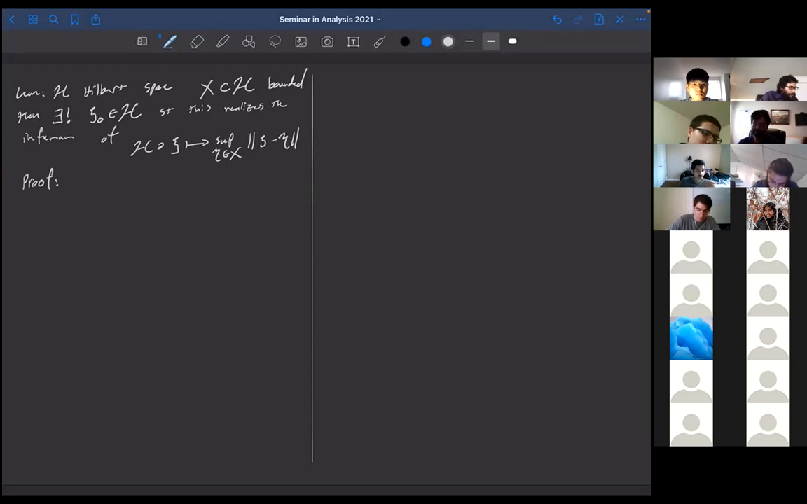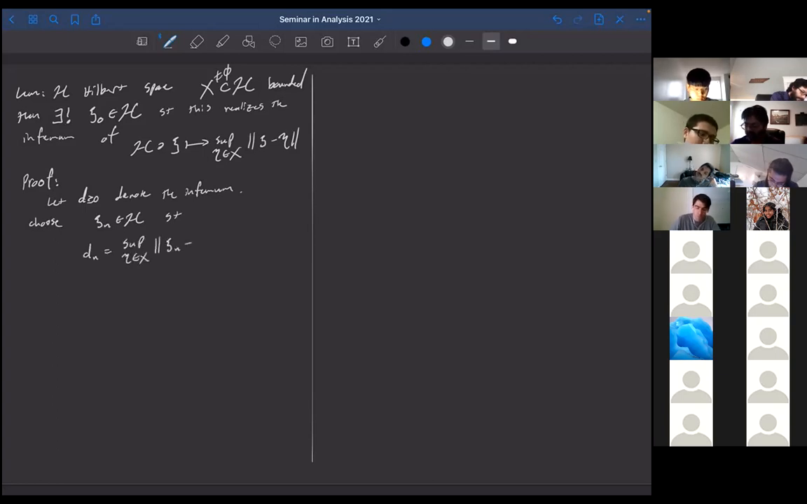And this is a fun proof. So what we'll do is we'll set D to be this infimum. So D is greater than or equal to 0, and we let D denote the infimum. I should have said X is non-empty. And then we'll just choose a sequence of vectors which get closer and closer to the infimum. So we choose some C_n in H such that if we define D_n to be the sup over eta in X of the norm of C_n minus eta, then D_n converges to D. All right, so we just find better and better approximations of this thing.